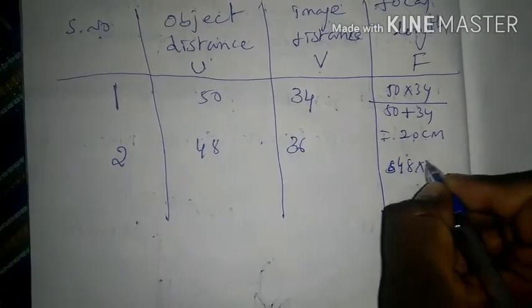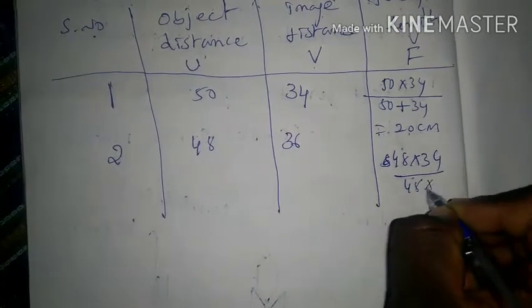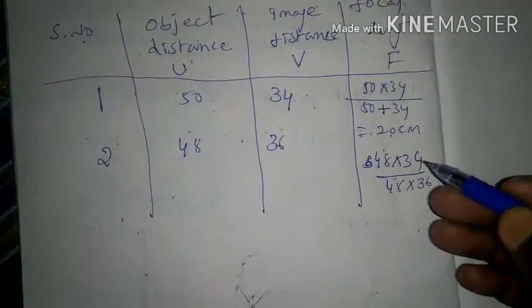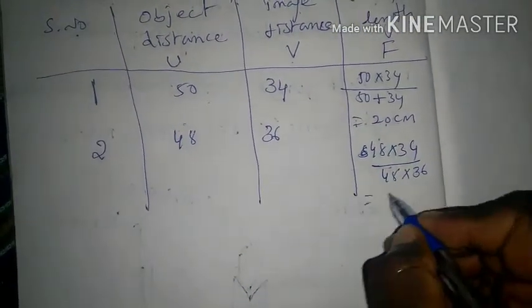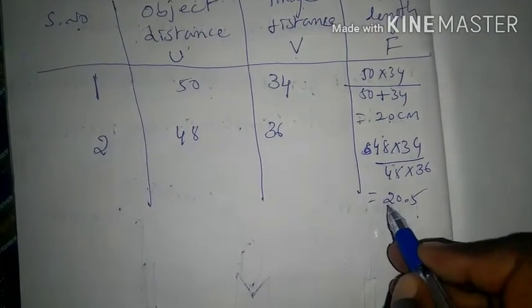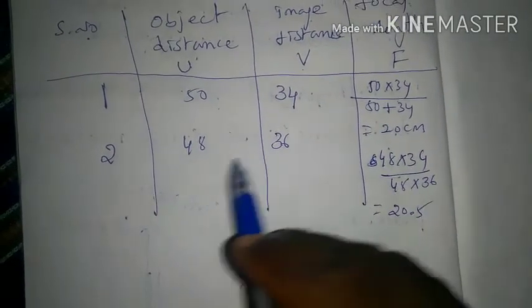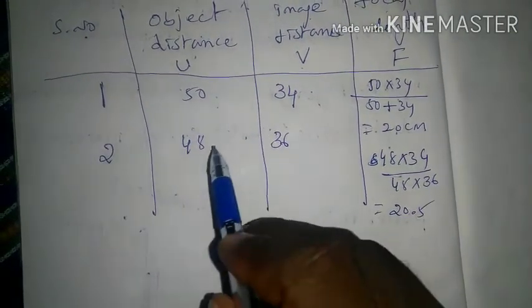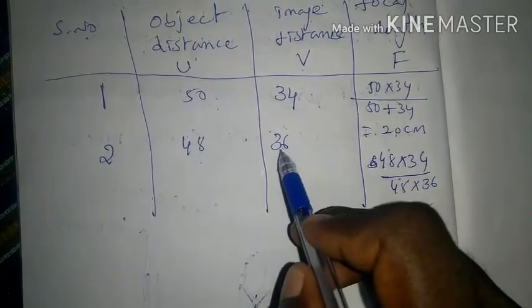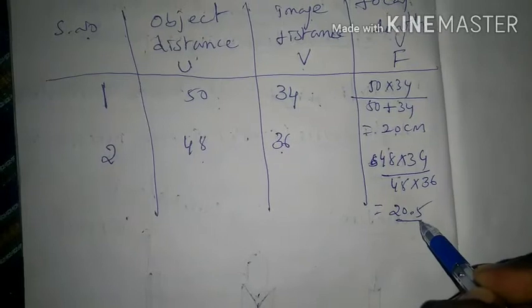48 into 36 by 48 plus 36. This value is exactly the focal length, 20.5. Okay, after that you calculate these values. 48 object distance, image distance 36, focal length value 20.5.